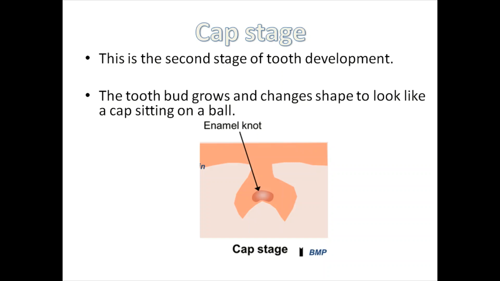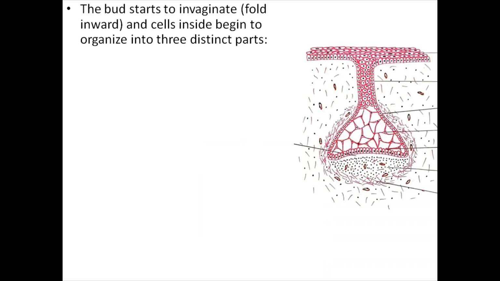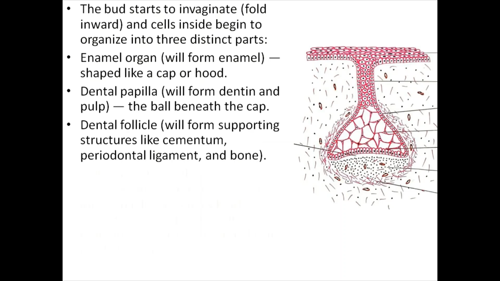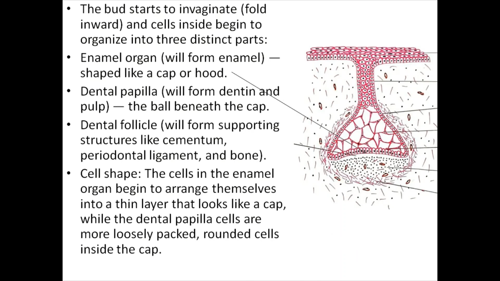Cap stage. This is the second stage of tooth development. The tooth bud grows and changes shape to look like a cap sitting on a ball. The bud starts to invaginate, fold inward, and cells inside begin to organize into 3 distinct parts.